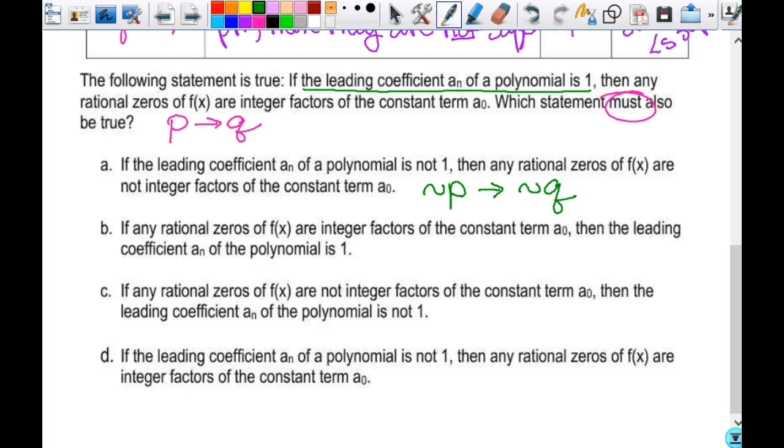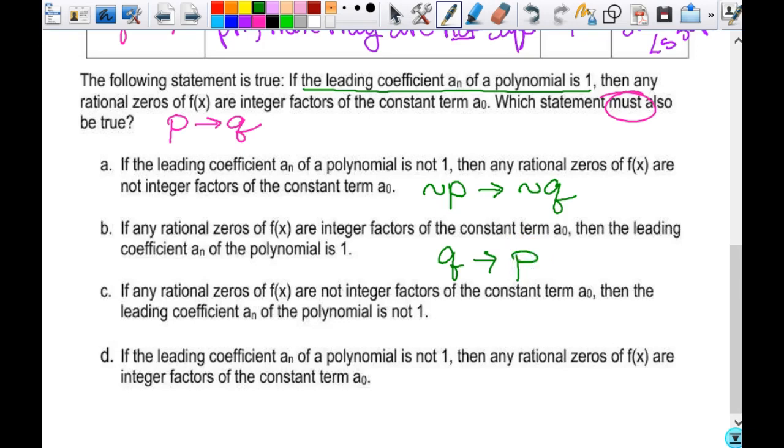What it actually means doesn't matter. Whether you know that this is true or false, I'm telling you it's true, so none of the rest matters. So then I look at the next one. If any rational zeros, so the rational zeros part was the conclusion, of f of x are integer factors of the constant term, so that's Q, but it's not negative, so it's just Q. Then the leading coefficient of the polynomial is 1. Well, that was my hypothesis, so that's P.